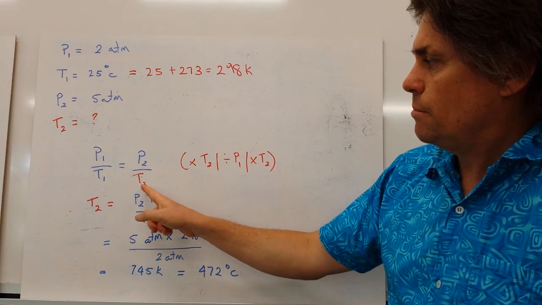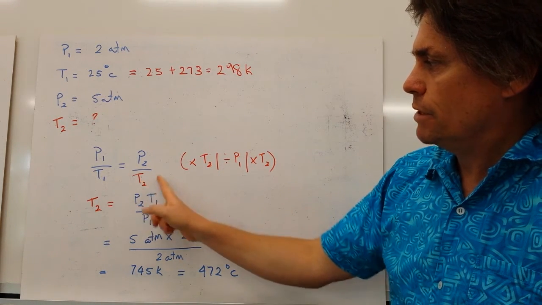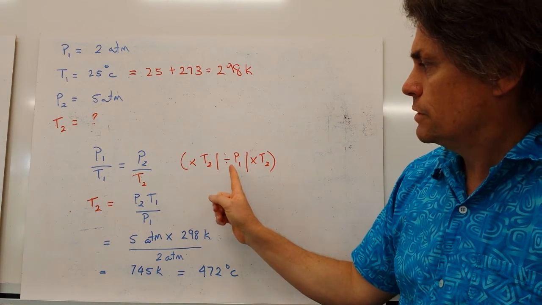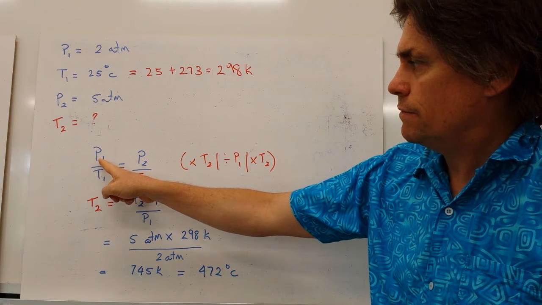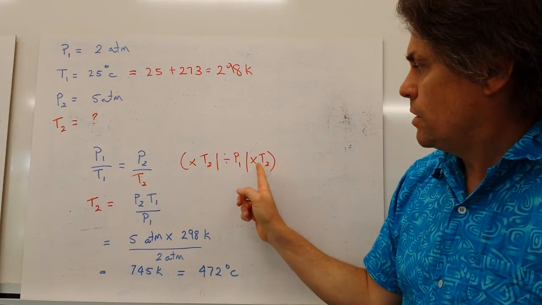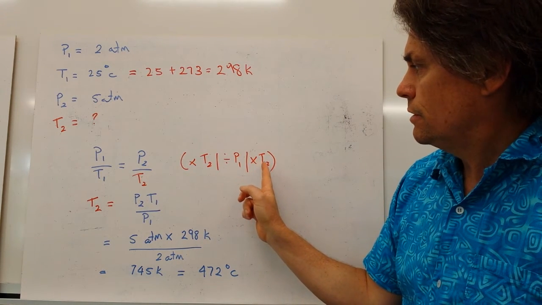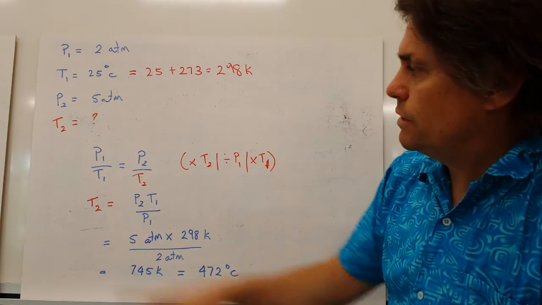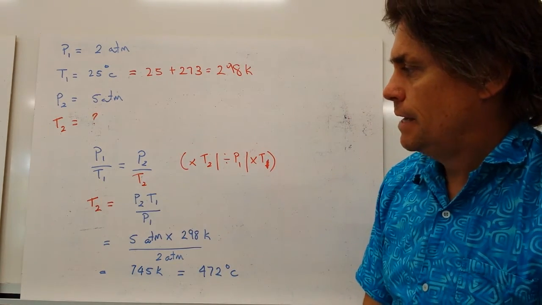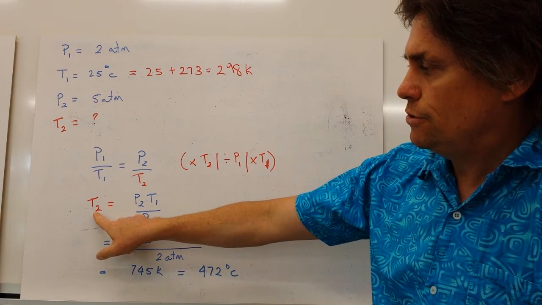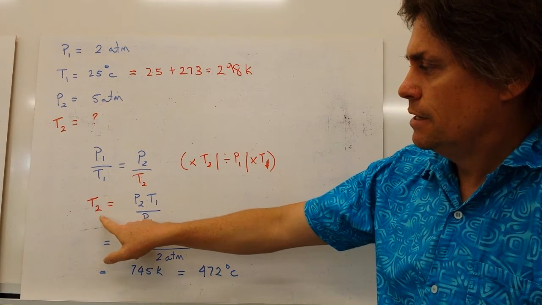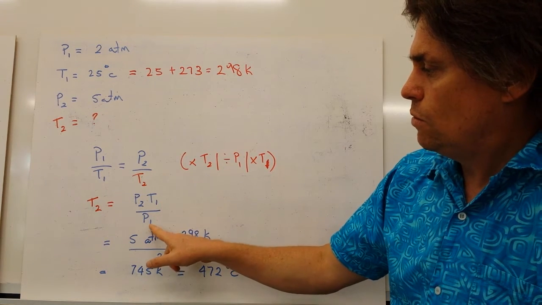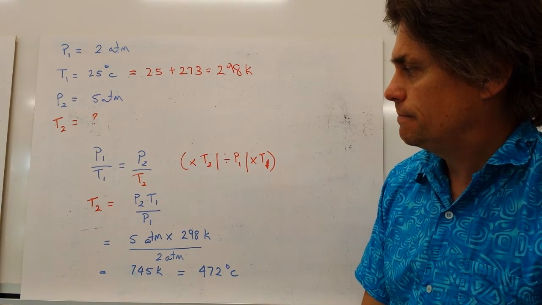First of all, we multiply both sides by T2 to get rid of it from the bottom here. We'll then divide both sides by P1 to get rid of this term here, and then we'll multiply by T1 to get rid of T1 over this side. And that then isolates T2 on the left-hand side for us. So T2 is equal to P2 times T1 all over P1.